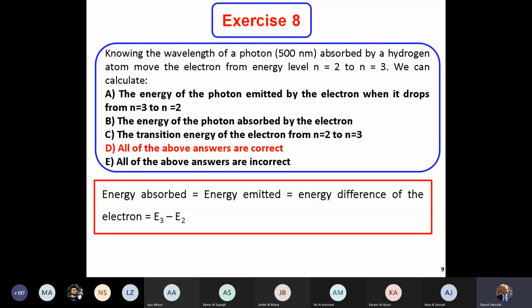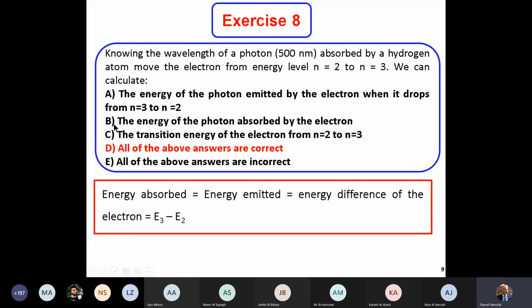So delta E absorbed equals delta E emitted equals h nu equals hc over lambda. Or we write it in another way: E absorbed, which is equal to the difference of energy between two levels, equals E emitted equals h nu equals hc over lambda. We pass to the statements. The energy of the photon emitted by the electron when it drops, when it returns. Emission, return. This is true. A is correct.